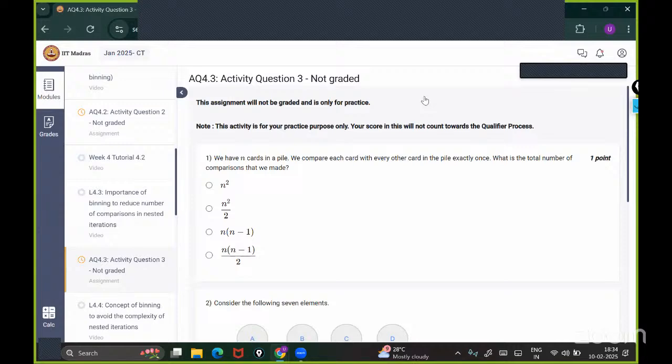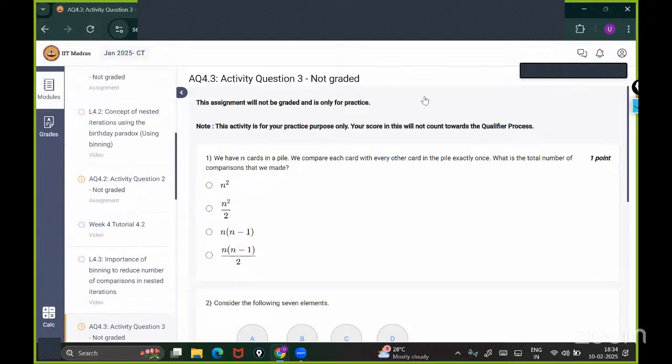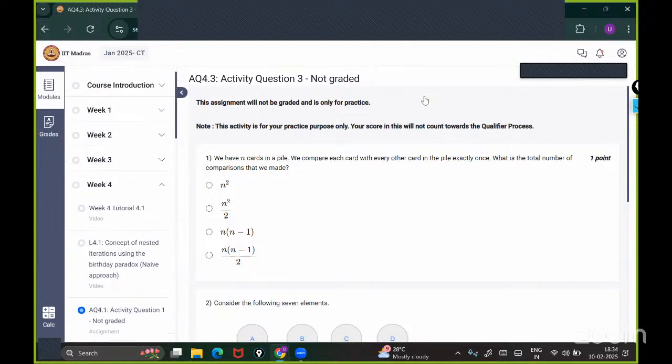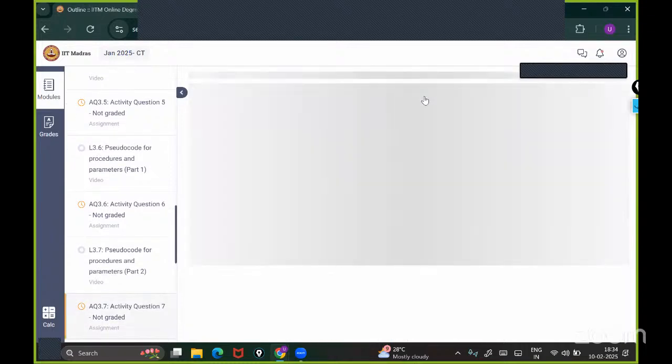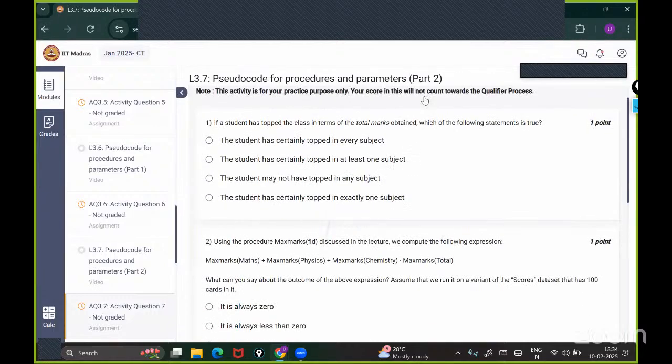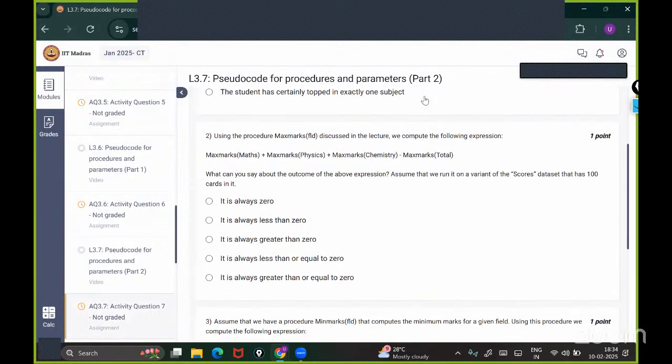I have a doubt in activity question 3.7. Yeah, sure, we can discuss. Activity 3.7, question number 2? One minute, it's just taking some time to load. Question number 2, right? Yes, ma'am.